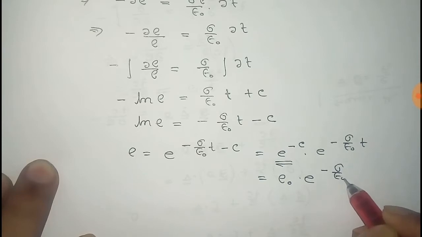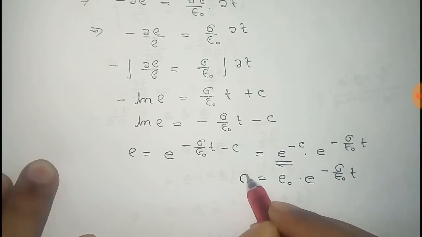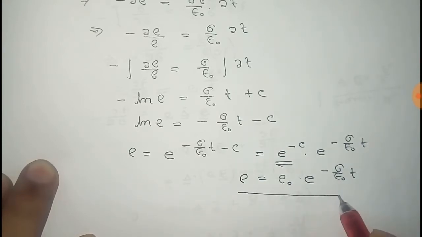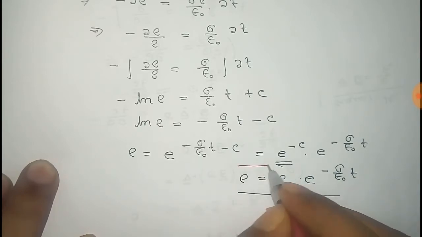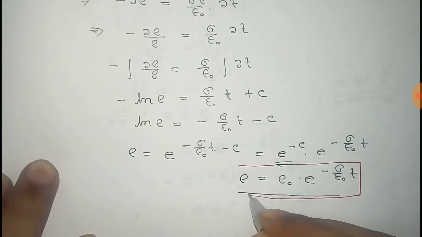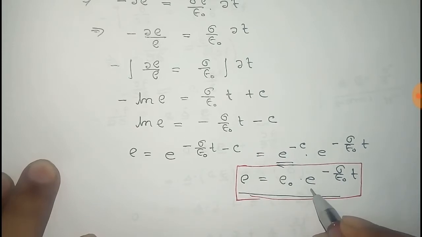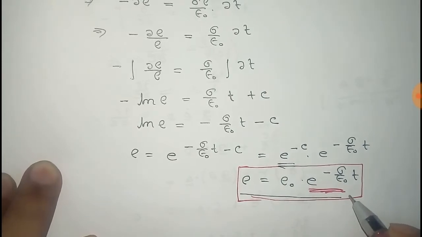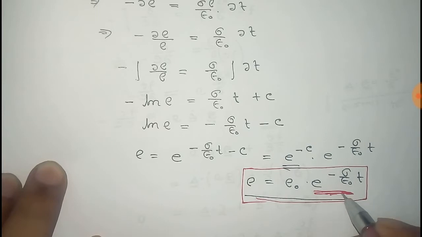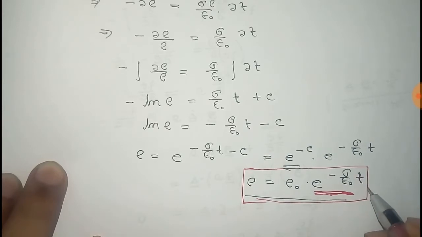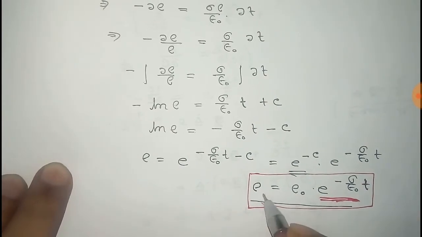Thus we get rho equals rho naught e to the power of minus sigma by epsilon naught t, and this gives the dissipation of charge density with time, because there is an exponential decay term. So charge is dissipated with time in a conductor.